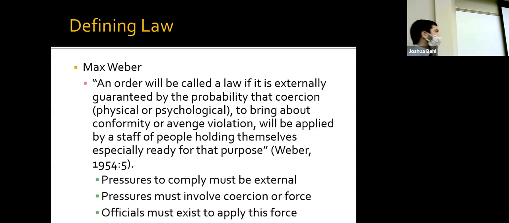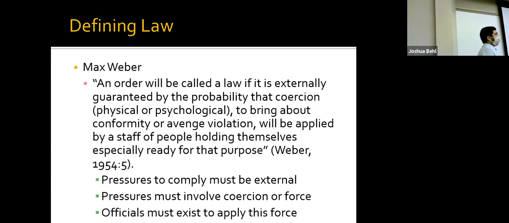Weber. This definition, doesn't this look like it would be a perfect multiple choice question? Like, which of the following is not one of the things Max Weber said is a part of law? Isn't that beautiful? The way it's just laid out so beautifully here. I'll write that down. So Weber suggests an order will be called a law if it is externally guaranteed. This is important. Externally, not internally, externally guaranteed by the probability that coercion, either physical or psychological, to bring about conformity or avenge violation, will be applied by a staff of people holding themselves especially ready for that purpose.